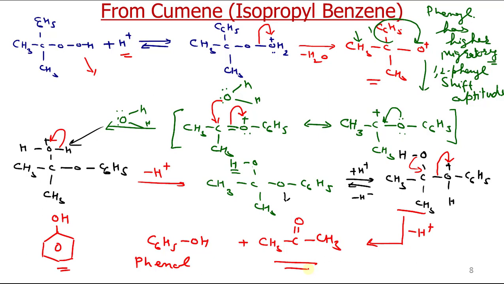Now let us move to the next step, and this is important. Next step is decarboxylation of phenolic acid. Suppose we have this OH, COONa. This is a sodium salt of phenolic acid. This is sodium salicylate. We have already discussed, it is a sodium salt of salicylic acid.